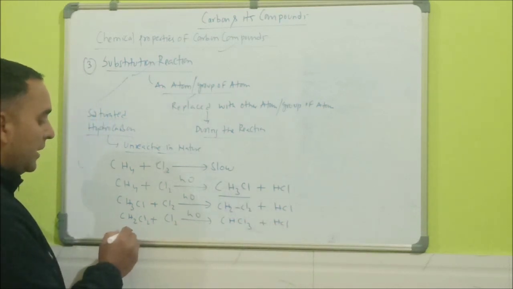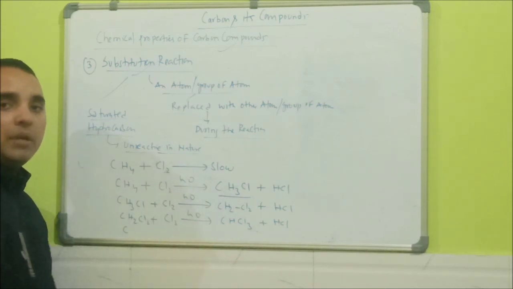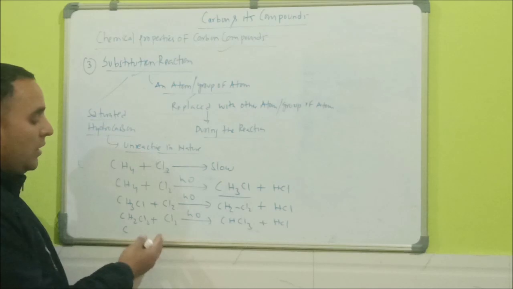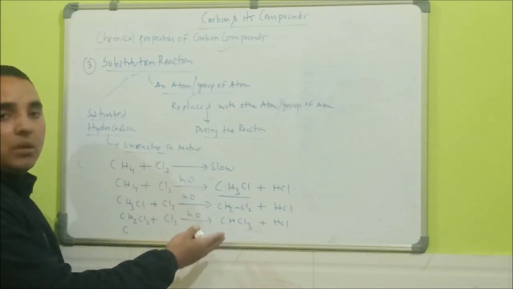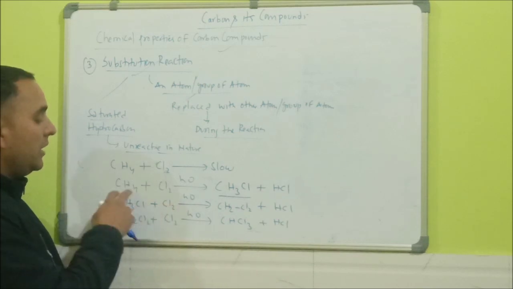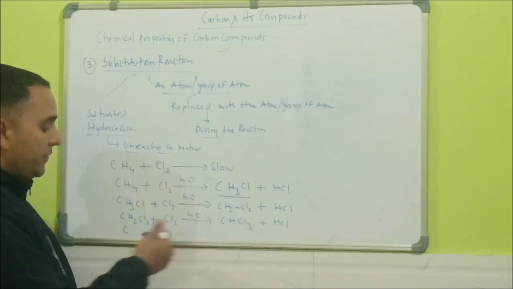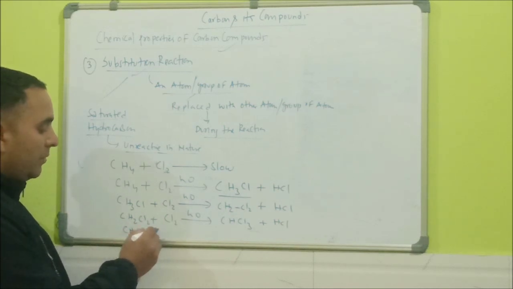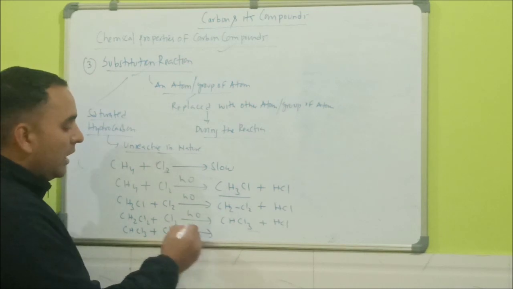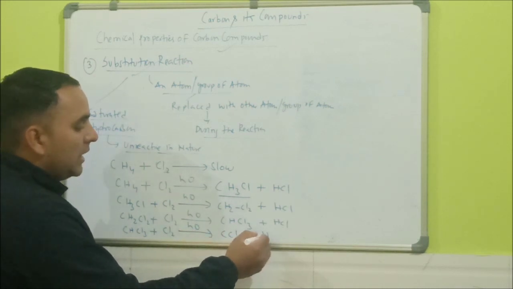Further reaction will take place, and finally the substitutions will continue, meaning a replacement of a hydrogen atom by a chlorine atom, till all the hydrogen atoms present in the main compound are replaced, finally forming a specific type of compound, that is CHCl3 plus chlorine. In the presence of sunlight, it will be CCl4 plus HCl.